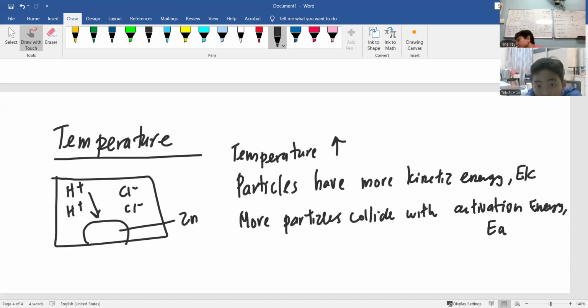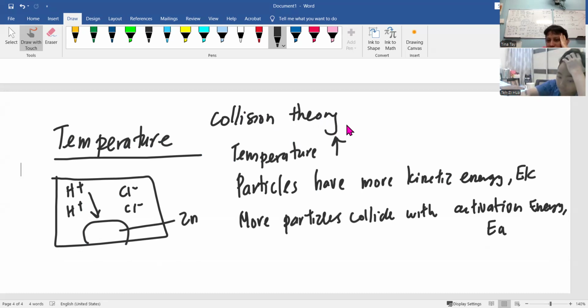Okay, ready? Now this part that I'm going to tell you about is not very confusing. It's just a little bit confusing, but it's very easy. It's just new words. Now, this whole thing that I'm teaching you is called collision theory. It's just a name. Collision theory says that when particles want to react, they must collide. And when they collide, they have to collide with sufficient energy.